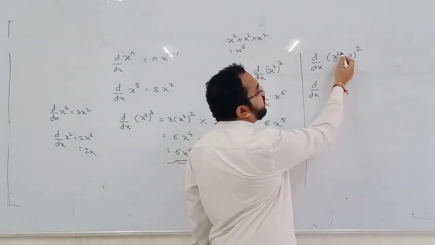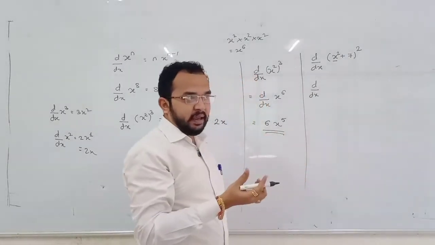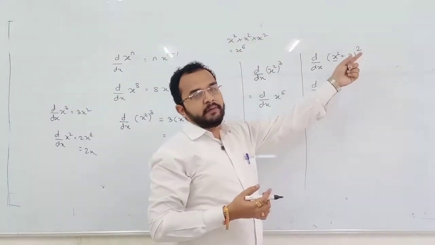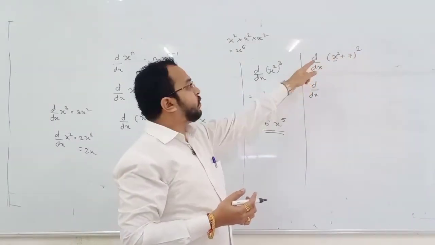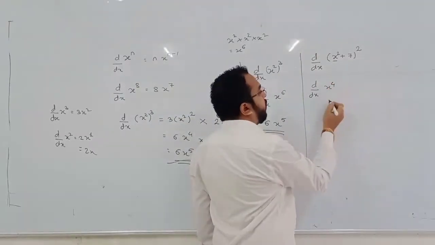What is a? A is nothing but x square. Now what is the first term? A plus b the whole square. First term will be a square. A square means x square चा square. It will be x to the power 4.